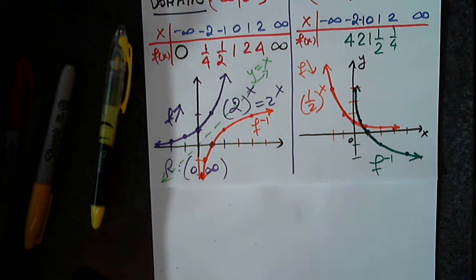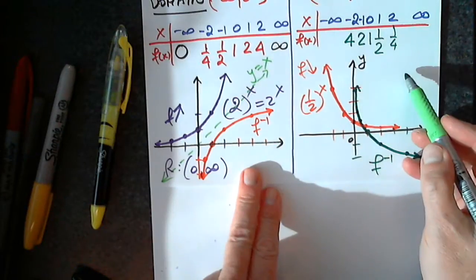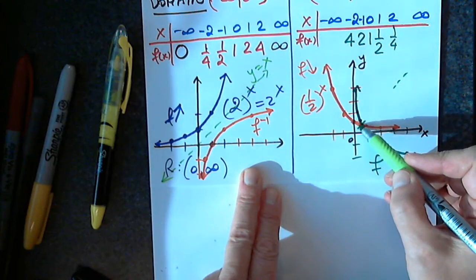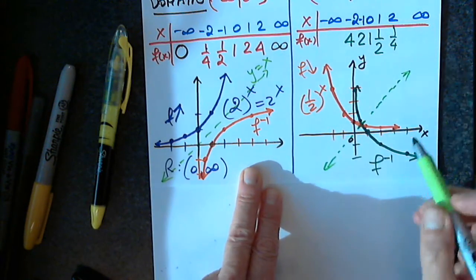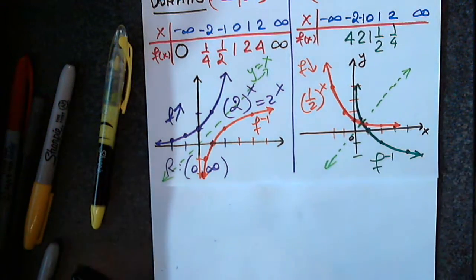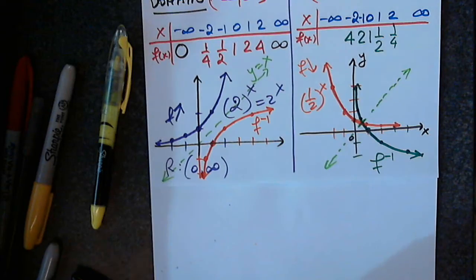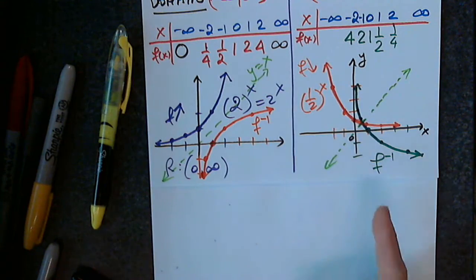The two graphs must be symmetric with respect to, right here it has to pass through this point where they are both the same. Why? Because if this point is 1, 1, when you reverse it, it's still 1, 1. So that has to belong to both functions. Since this function is decreasing, what can you say about its inverse? Decreasing as well. Yes, both decreasing.